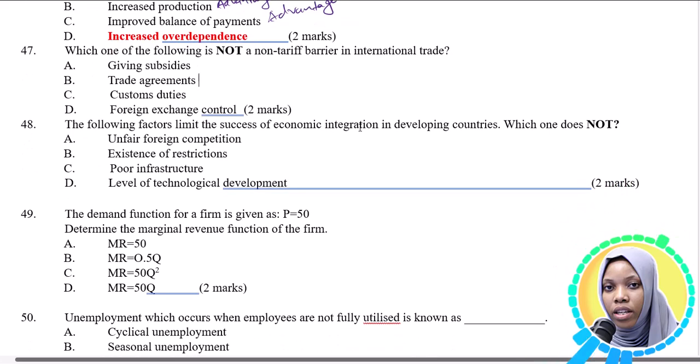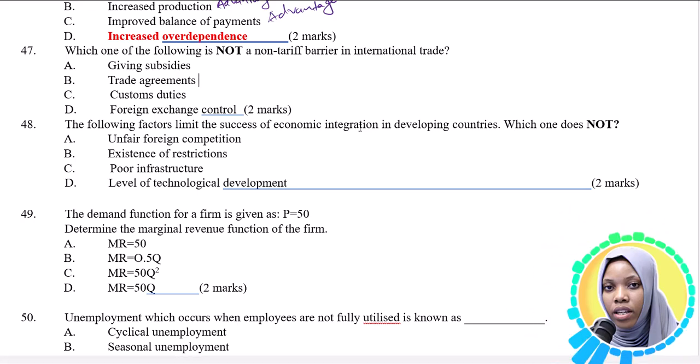Let's move to question number 47, which reads, which one of the following is not a non-tariff barrier? It means which one of the following is a tariff barrier to international trade. Giving subsidies, this is a non-tariff. Trade agreements, that is foreign exchange control.